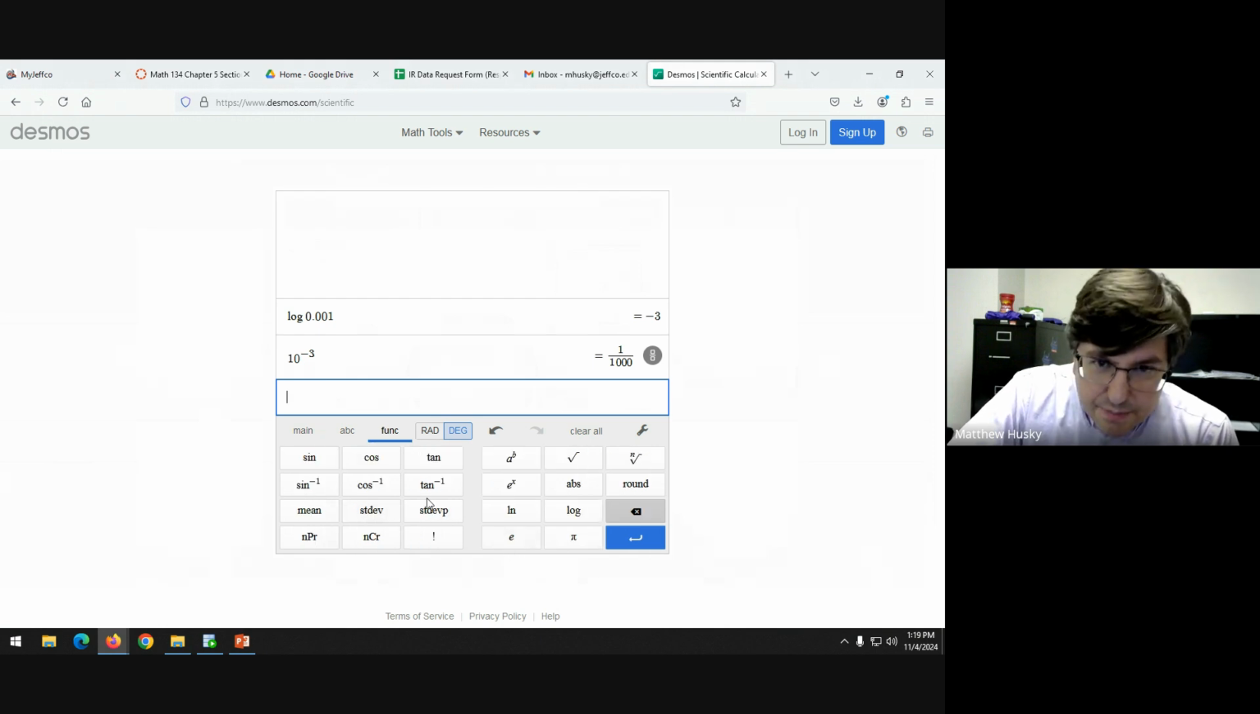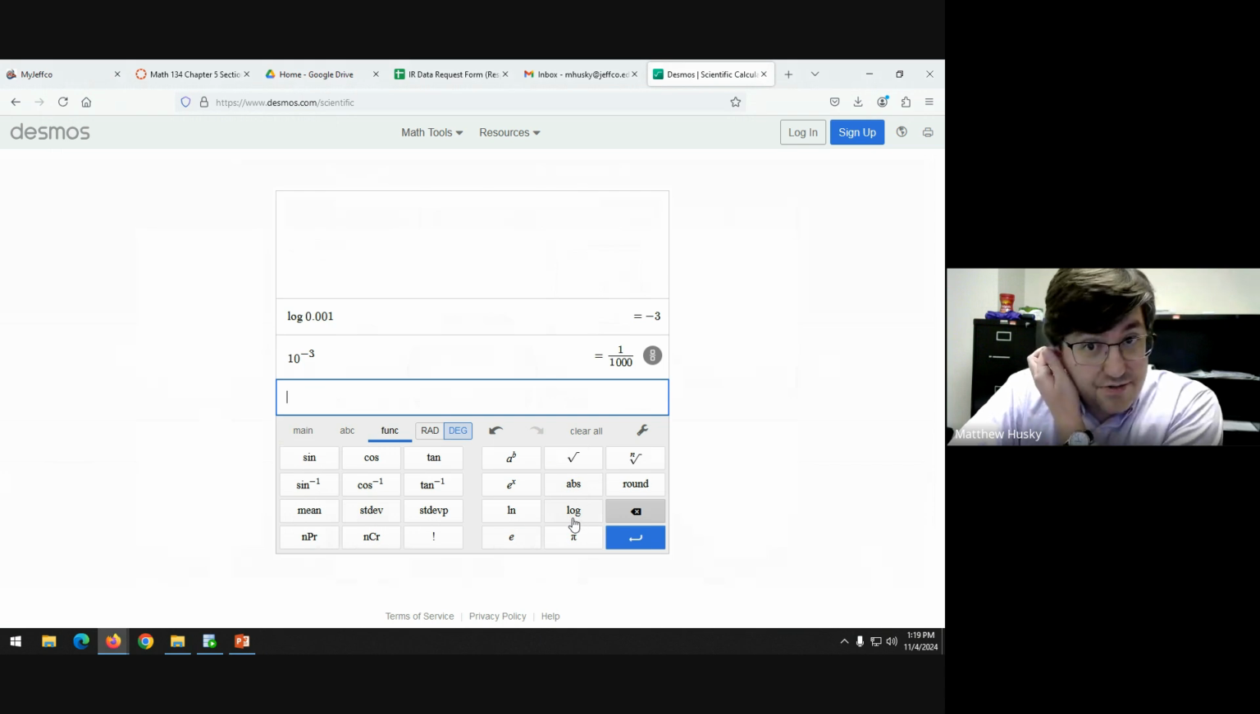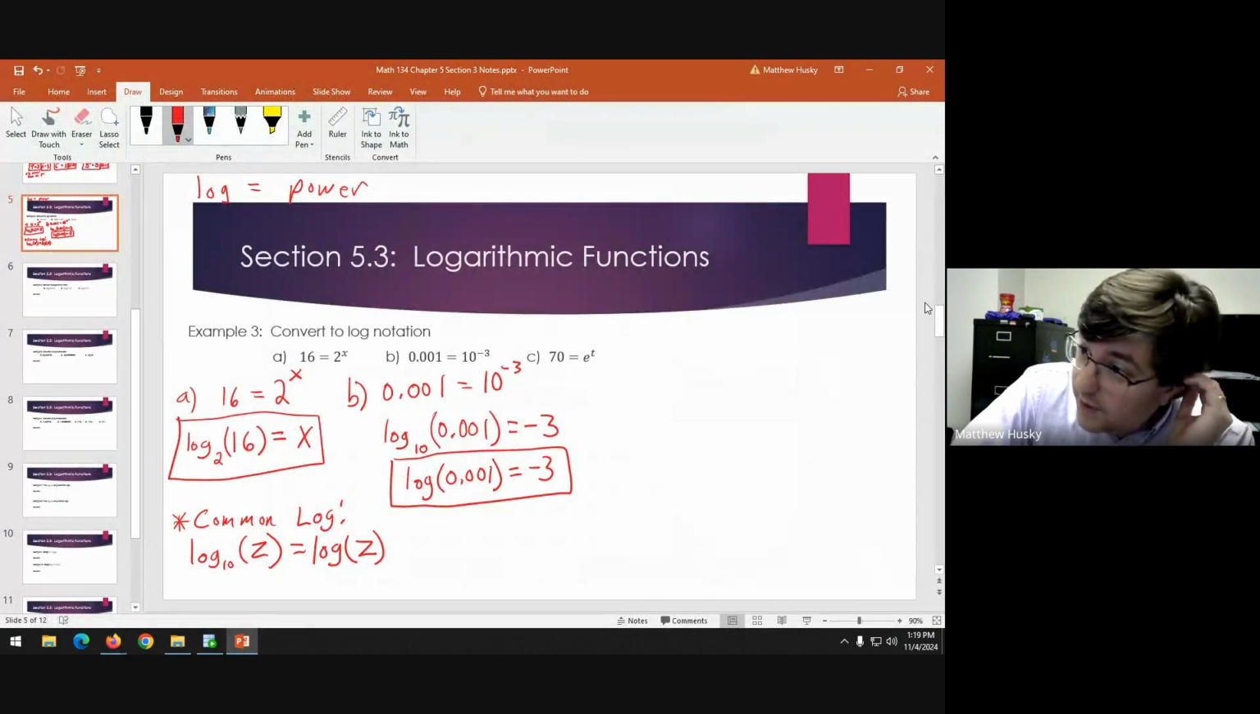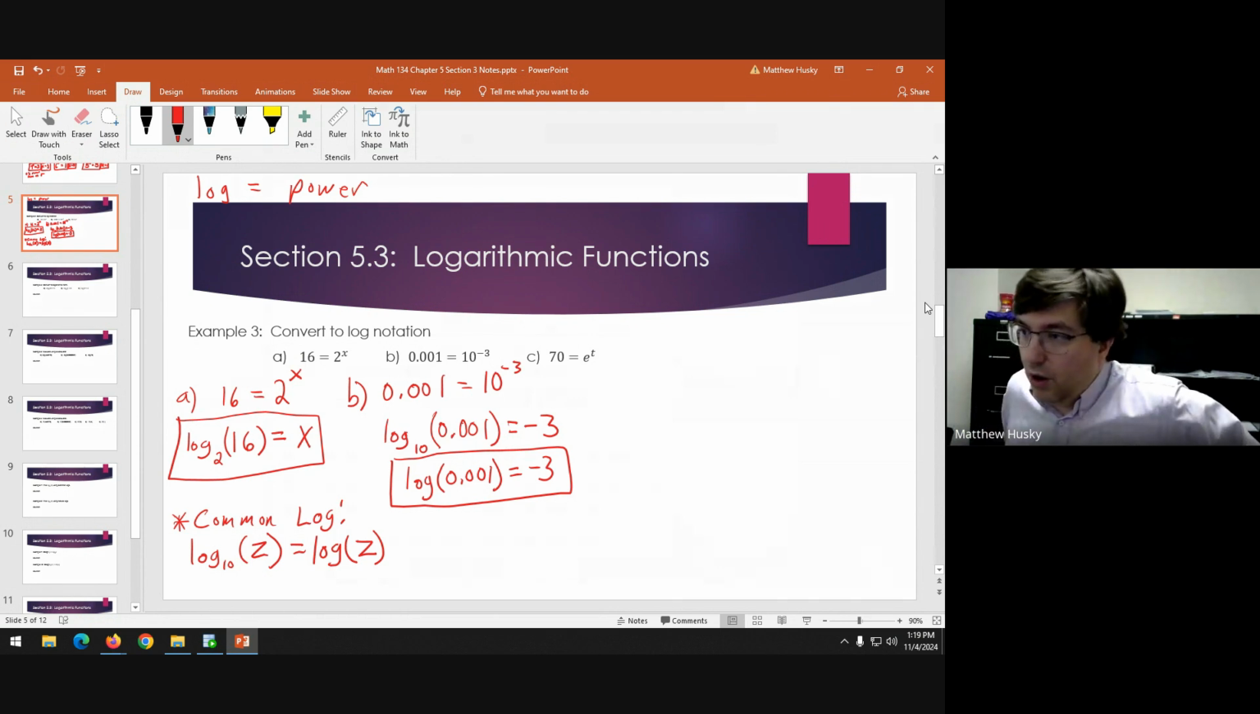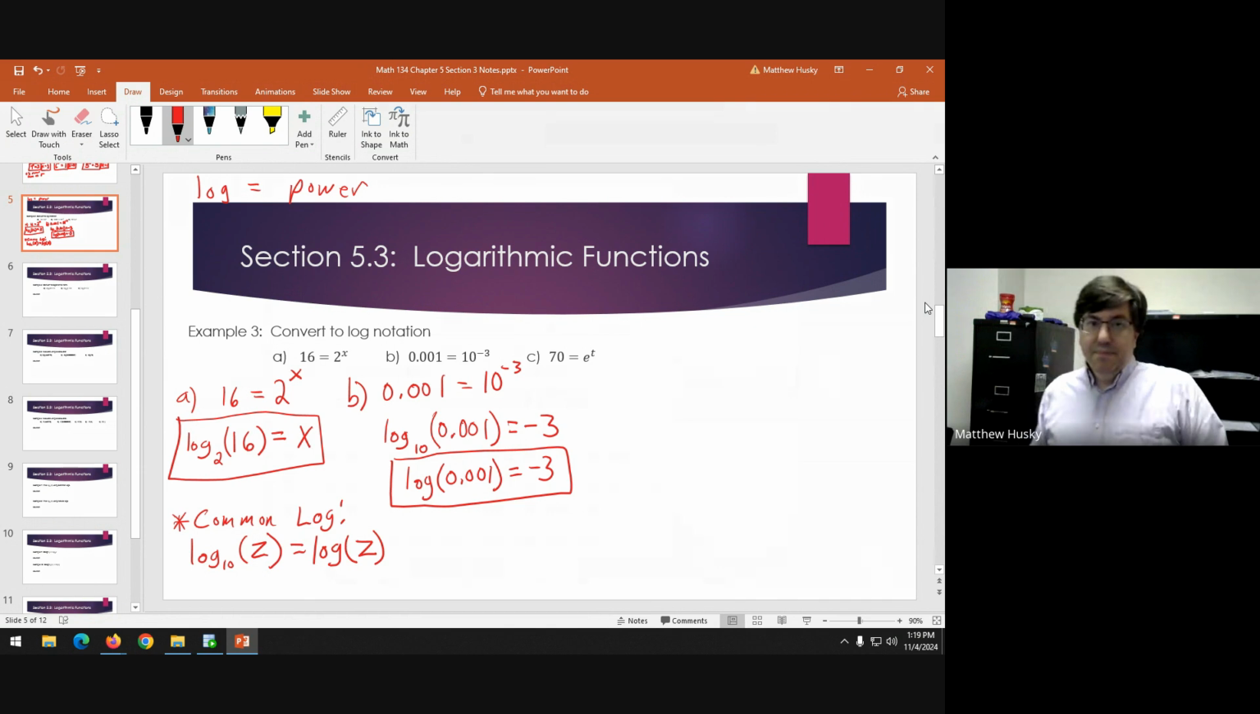If we go to the function menu, the log button for this one is over here in the function menu. And lots of handheld calculators also have log buttons on them.